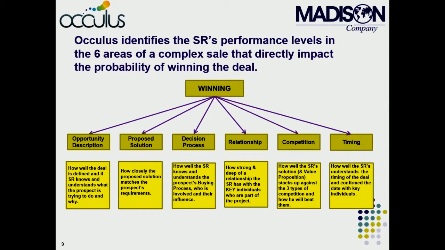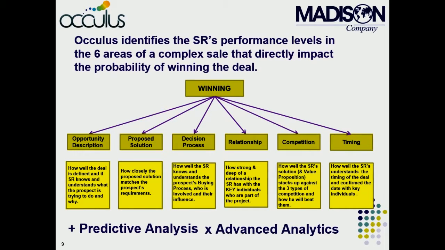And last but not least is the timing. Does the sales rep really understand the timing of the deal? And has that been confirmed with the key individuals? So what Oculus does is identify the 6 critical areas, and this is for every deal. It's not just for the medical industry or the service industry or heavy equipment or anything like that. Any opportunity that you have, these are things you have to go through and understand. And what Oculus does, with the predictive analysis, which is the probability factors, is you go in there and you decide. And then once you've got the advanced analytics with the algorithms, this is where the output comes in for the Oculus software itself.